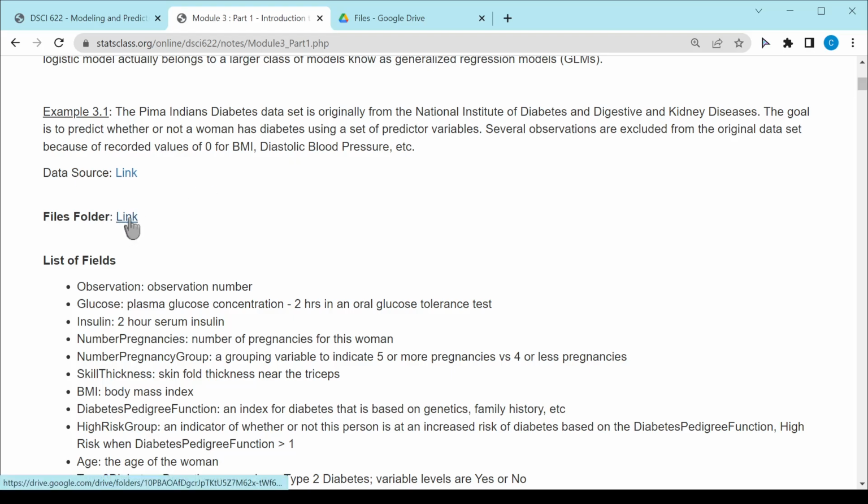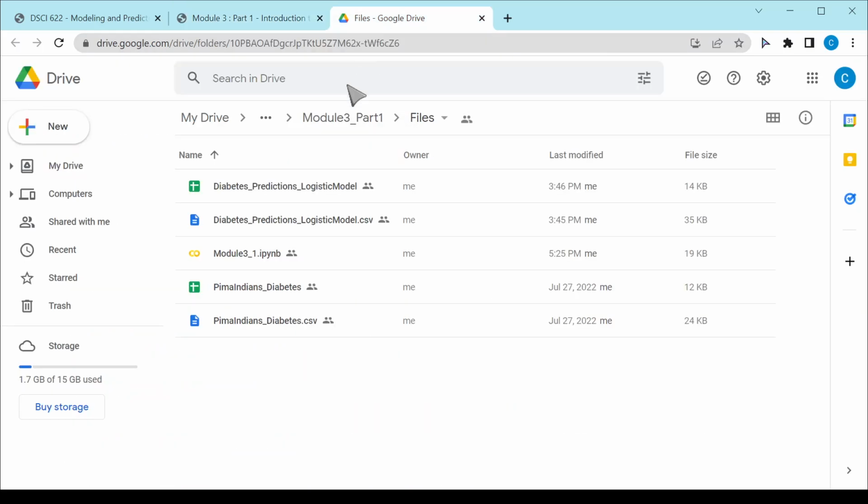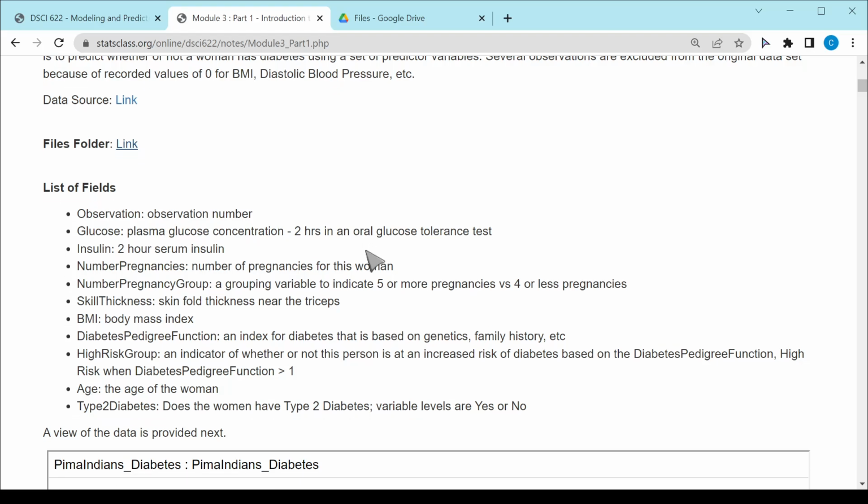There is a files folder that exists here for this module, and that is provided here. The Colab document will show you all the code to produce the output that I'm presenting here.